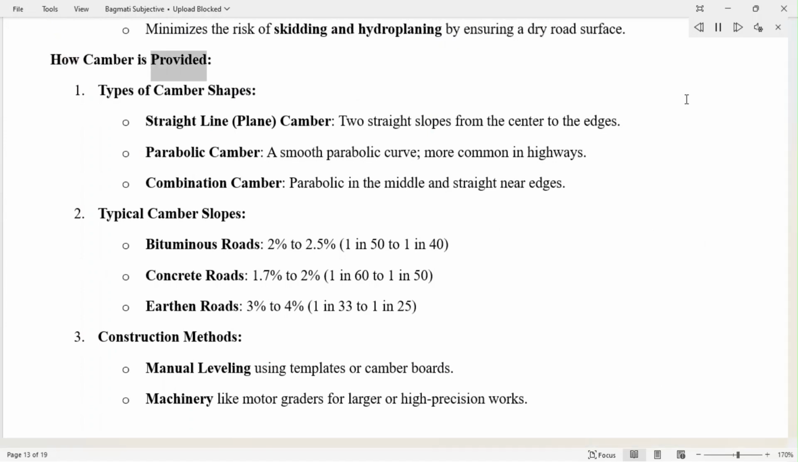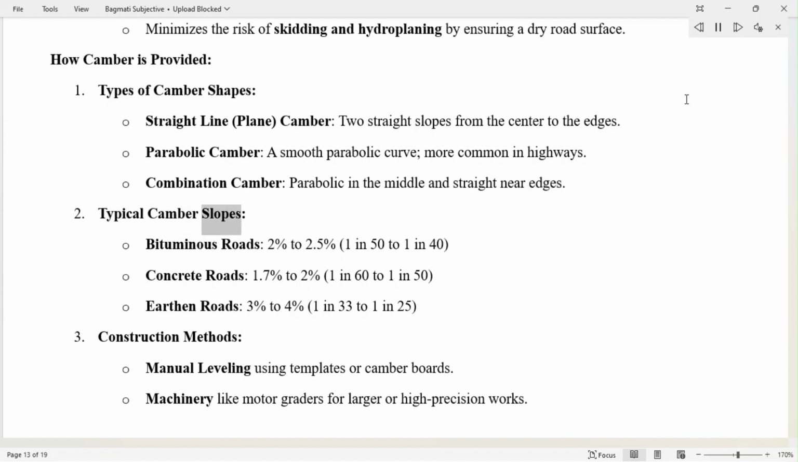How camber is provided. Types of camber shapes. Straight line or plane camber: two straight slopes from the center to the edges. Parabolic camber: a smooth parabolic curve, more common in highways. Combination camber: parabolic in the middle and straight near the edges.